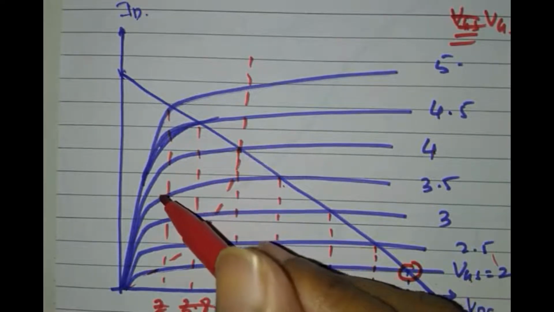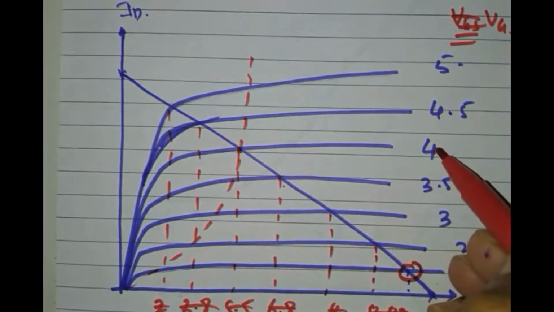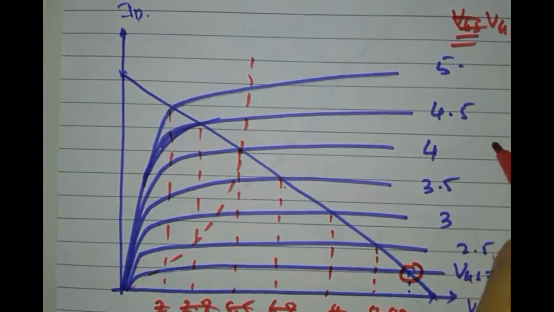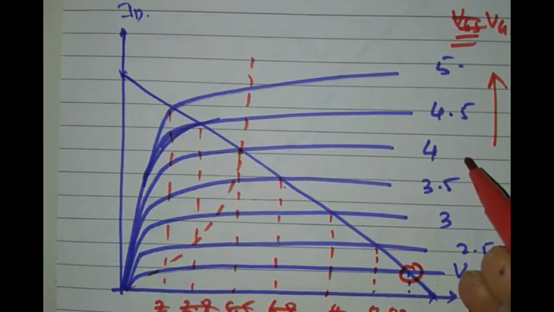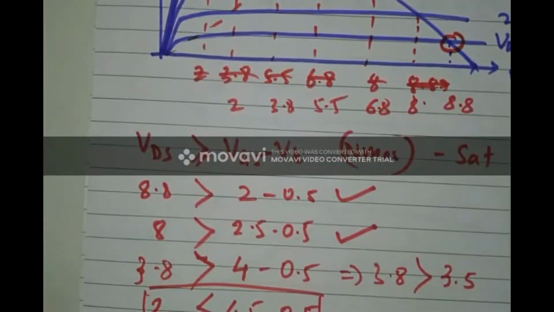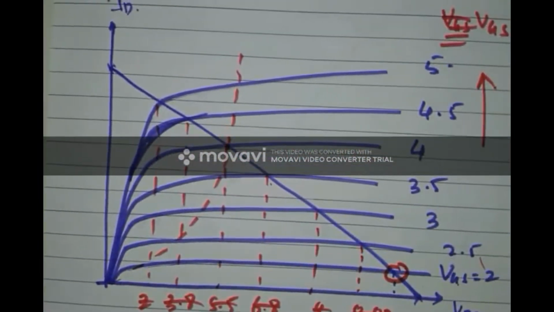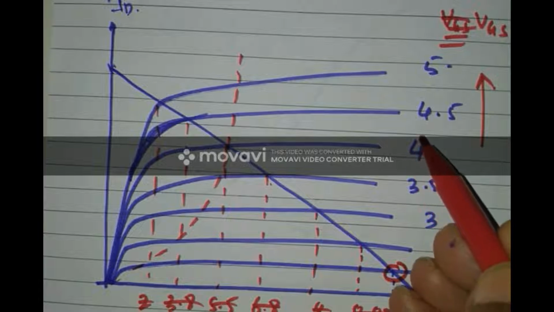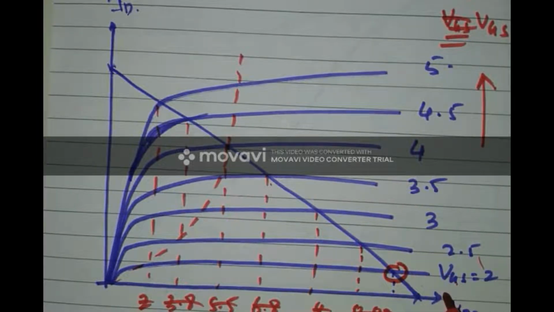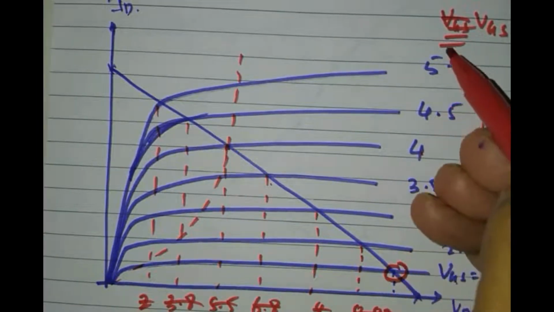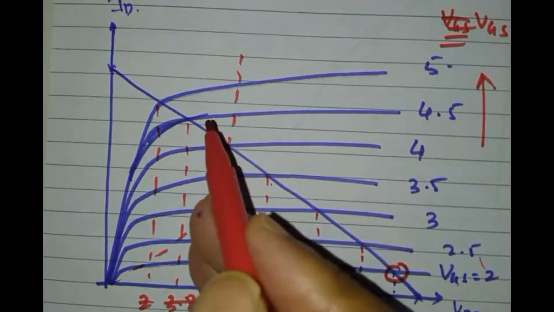calculation we can always figure out that after 4 volts of input voltage, my MOSFET is not going to satisfy the condition of VDS greater than or equal to VGS minus VT, which also means that at less than 4 volts of VGS, my MOSFET will be in saturation region. At more than 4 volts of VGS, my MOSFET will be pushed into triode region.